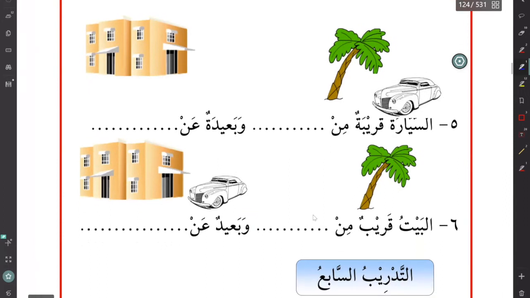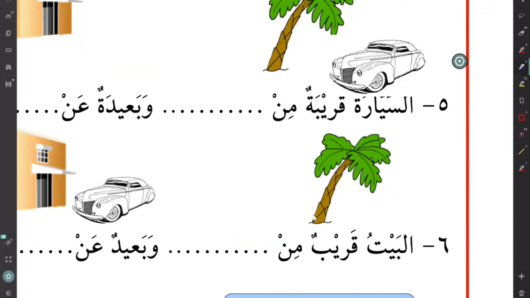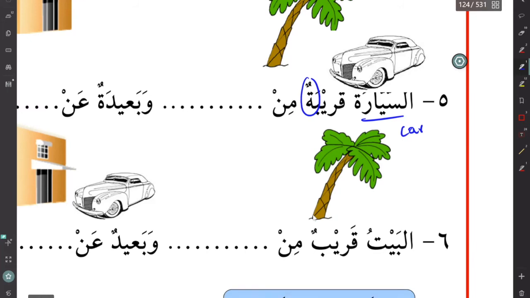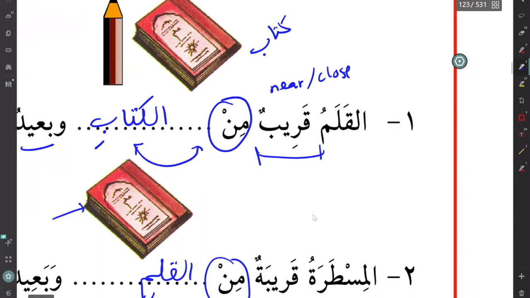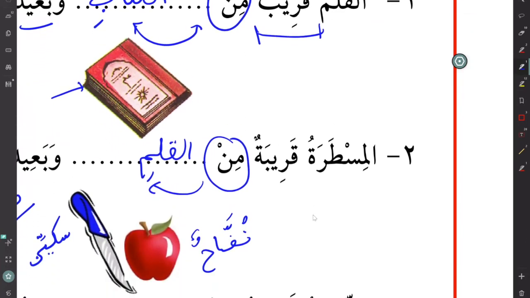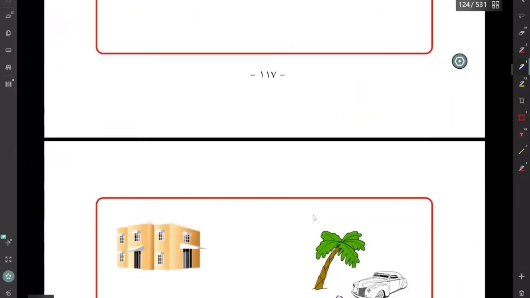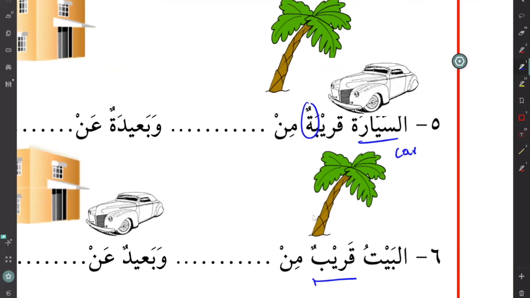جيد. Okay, so we have more. It says as-sayyaratu qaribatun. Okay, I need to explain something, look, because what's going on, as-sayyara is the car, right? Car. Okay, but they're using qaribatun here and they're using qaribun there. Just like previously, in one place they said al-qalamu qaribun, and here they're saying al-mistaratu qaribatun. Okay, what's going on? Because remember, the adjective has to match the gender. Even though it's a sentence, it has to match the gender.